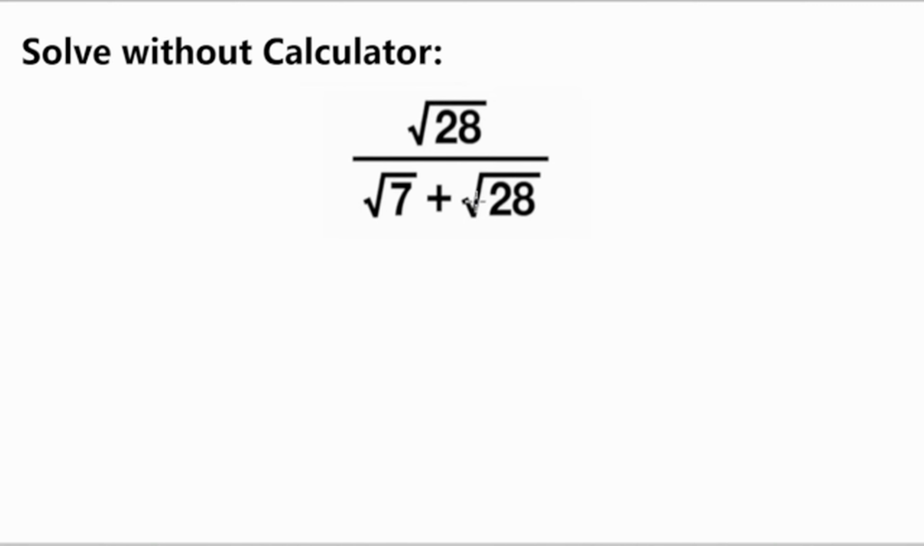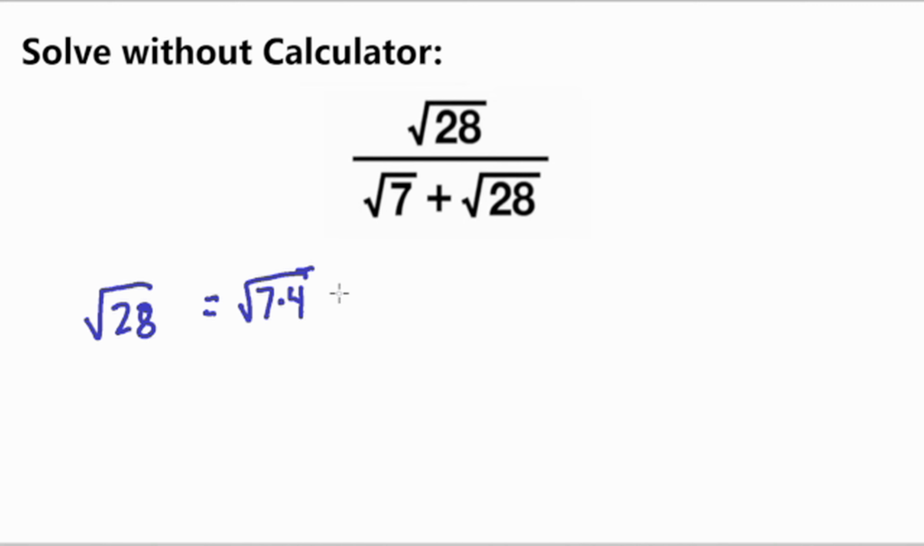Well, do you notice a similarity between the square root of 7 and square root of 28 here on the bottom? 7 is a factor of 28, right? So, using that information, we can rewrite the square root of 28 in terms of 7. So, what is square root of 28? This square root of 28 is going to be equal to square root of 7 times 4, right?